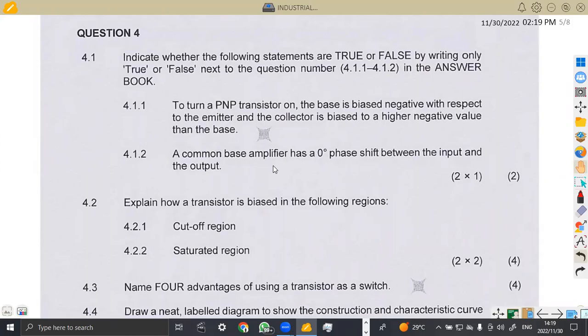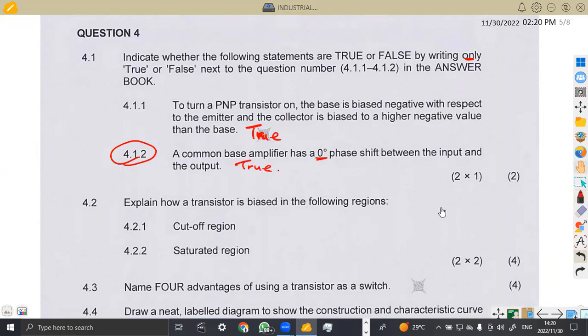Okay, indicate whether the following statements are true or false by writing only true or false. To turn a PNP transistor on, the base is biased negative with respect to the emitter, and the collector is biased to a higher negative value than the base. This is actually true. That's how we turn on a PNP transistor. So that's true. 4.12, a common base amplifier has a 0 degrees phase shift between the input and the output. That's true.